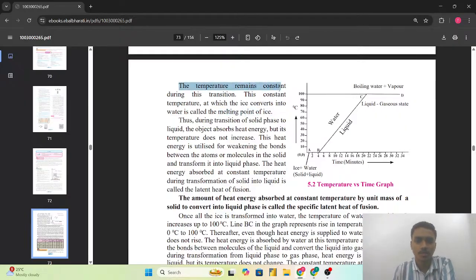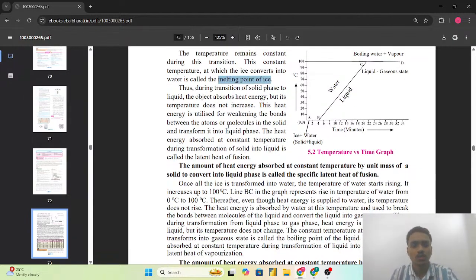So the temperature remains constant during this transition. This constant temperature at which ice gets converted into the water is called the melting point of that ice. So, thus, during transition of the solid phase to the liquid, the object absorbs the heat energy, but its temperature does not increase. This heat energy is utilized for weakening the bonds between the atoms or the molecules in the solid and transform it into the liquid phase.